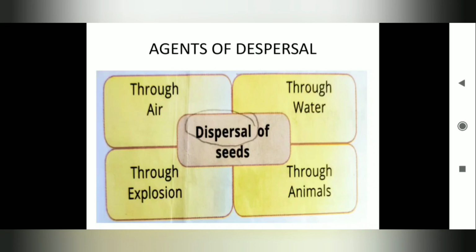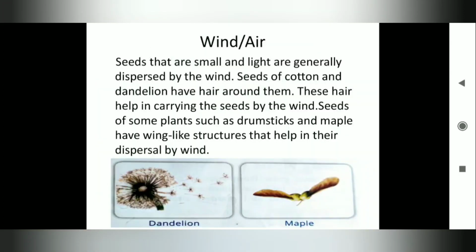Let's discuss dispersal through wind or air. Seeds that are small and light are dispersed by wind. Children, you can see the picture of dandelion or maple. Seeds of cotton and dandelion have hair around them. These hairs help in carrying seeds by the wind. Seeds of some plants such as drumstick and maple have wing-like structures that help in their dispersal by wind.